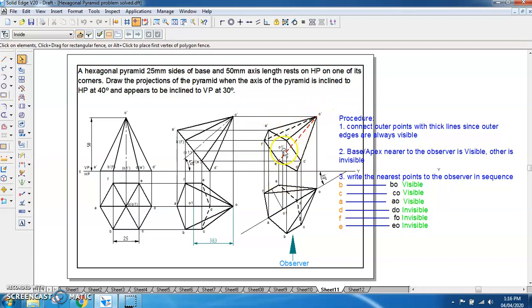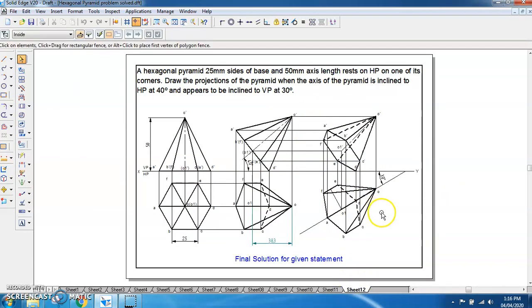So like this you will be getting the complete solution and you can show it in this way. So this is the final solution for the hexagonal pyramid having 25 mm side and 50 mm axis, where the axis of the pyramid is inclined at 40 degrees to HP. This 40 degrees you can show in the form of base inclination, that is 90 minus theta. So if the base inclination is 50, you will be getting the axis inclination as 40.